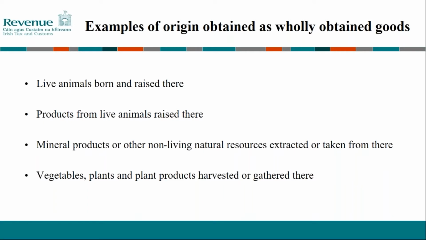So just, I said I'd cover some examples of the wholly obtained. So again, live animals born or raised there, products from live animals raised there, mineral products or other living natural resources extracted or taken from there, and vegetables, plants, or plant products harvested or gathered there. So they're examples of the origin obtained as wholly obtained goods.